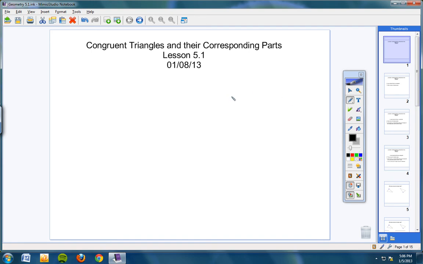Okay, we're going to be looking at lesson 5.1 today. Please write this in your notes. We're looking at congruent triangles and their corresponding parts. I will try to keep this lesson down to about 25 minutes. I'll do the best I can, so please give me your undivided attention for that amount of time, and then you can start working on your homework. The date today is obviously the 8th.